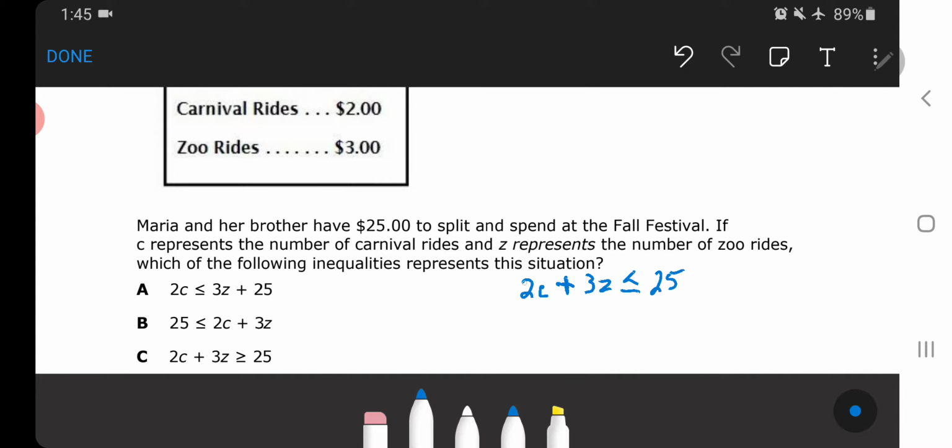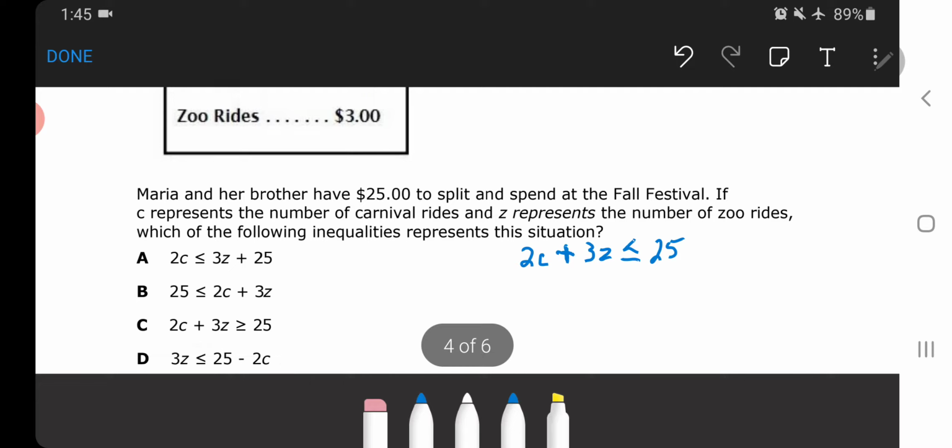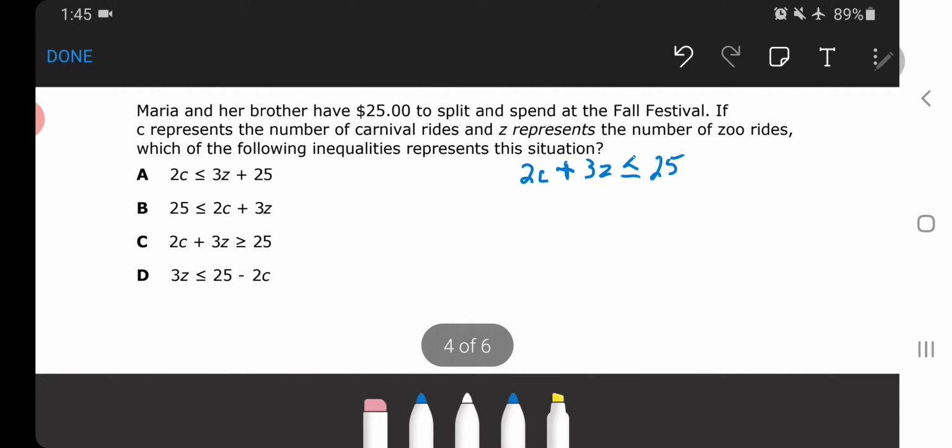And once again, we want 2 times the number of carnival rides plus 3 times the number of zoo rides that we go on to be less than or equal to $25. Okay, let's look at our different answer choices and see which one matches up. I'm going to look at B and C first because they're more like the version we have here. But this one's written kind of the opposite way, where it has 2C plus 3Z on one side and 25 on the opposite side.